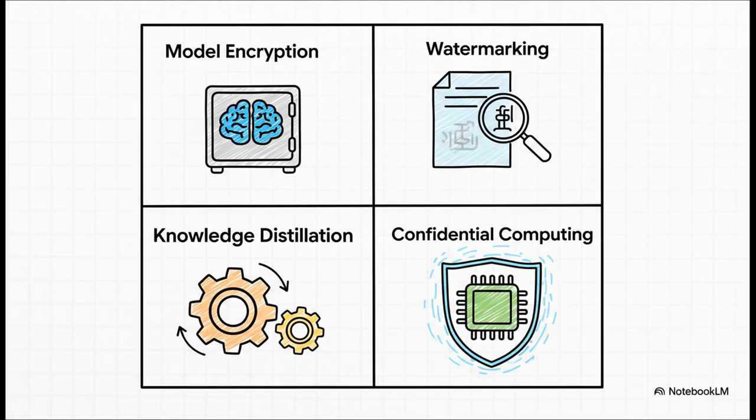So here are the tools for the job. You can encrypt the model's weights using standards like AES-256. You can watermark it with unique identifiers, kind of like invisible ink, to prove it's yours if it ever gets stolen. You could use a technique called knowledge distillation to share a less precise version of the model while keeping the original safe. And for the ultimate protection, run it in a secure enclave using confidential computing.